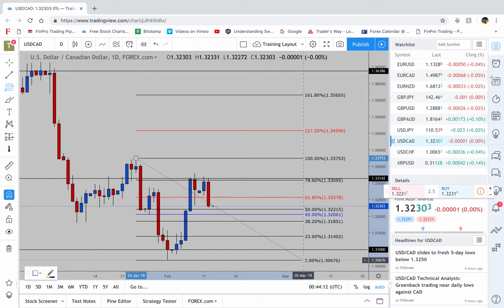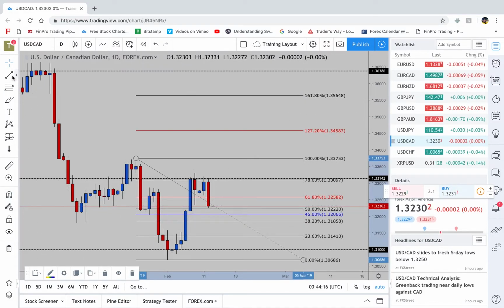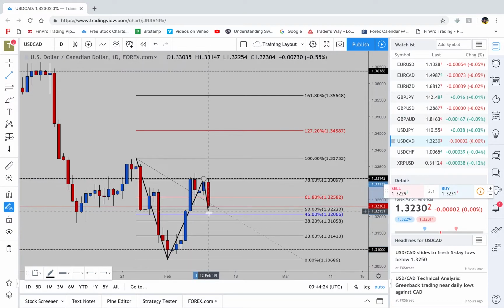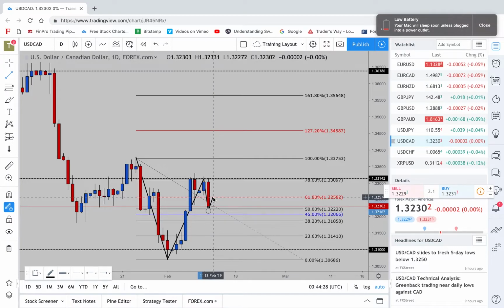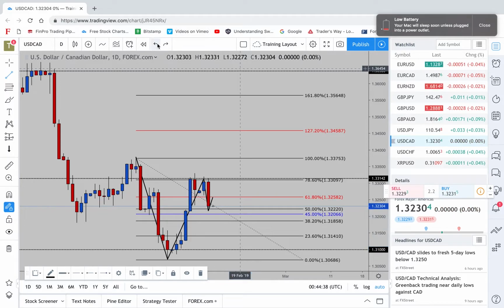All right, so we can take our fib from the high to the low. We can see that the market came all the way down, and it came all the way up to the 78.6. The market broke below the 61.8, and I'm looking for it to pull back to the 61.8 and continue all the way down to these recent lows, which lines right up with a daily support at 1.31 even.